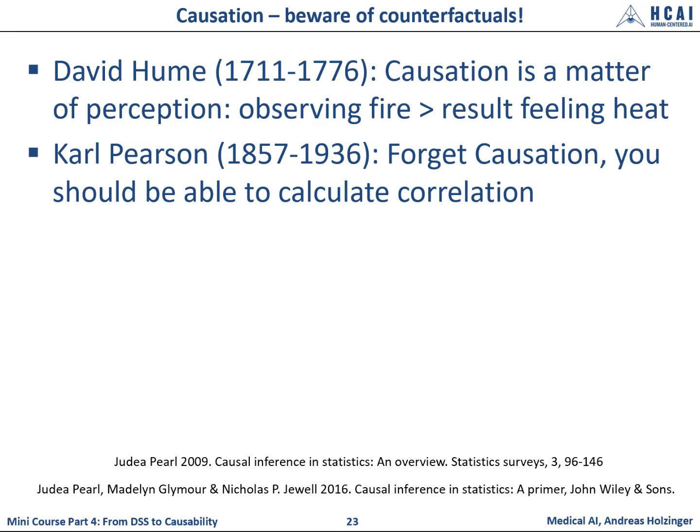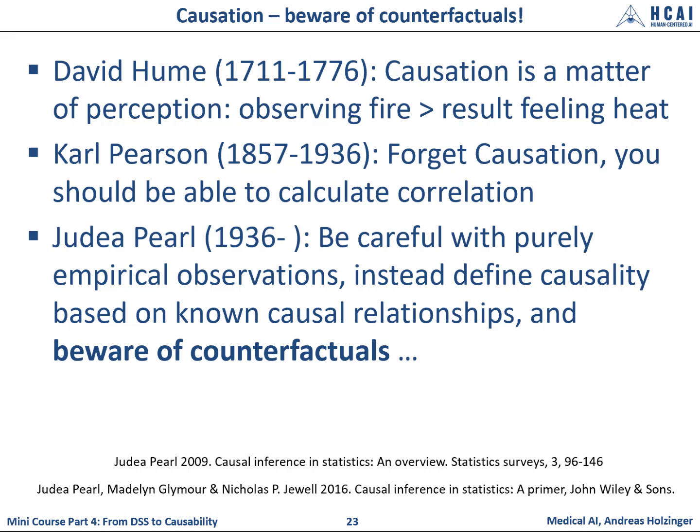And Karl Pearson was against all this. He said, forget causation, you should be able to calculate correlation. He stimulated the big hype in classical statistics, and they banned the Bayesian ideas, they banned these causation problems. They purely focused on calculating correlations and said, if you are able to find correlations, this is the big thing. And Judea Pearl then said, be careful with purely empirical observation, instead define causality based on known causal relationships and beware of counterfactuals.